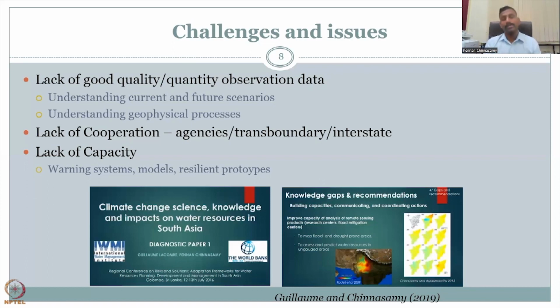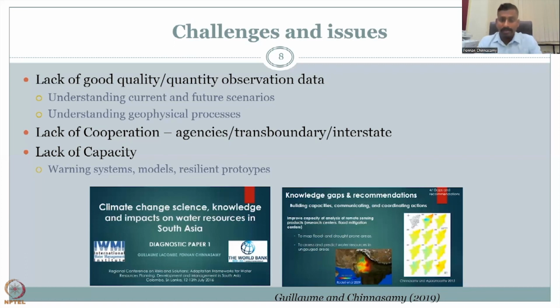So lack of capacity is there, where warning systems, models, and resilient prototypes are trying to be put in place, but it does take time. Okay. So as you see, the recommendation given is to map flood and drought prone areas to assess and predict water resources in ungauged basins.